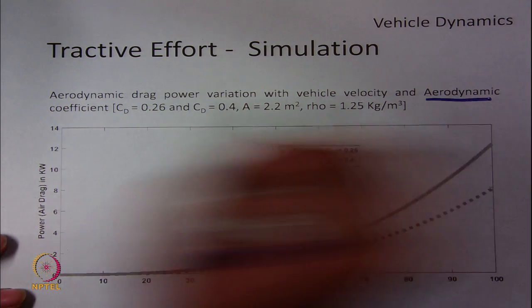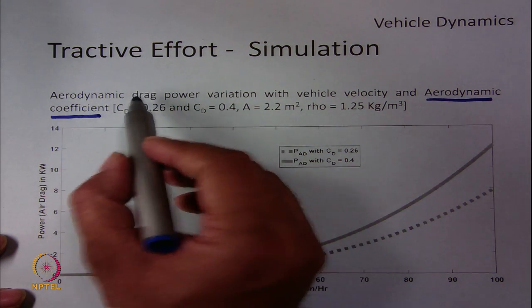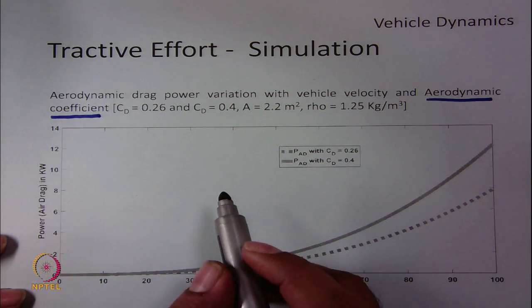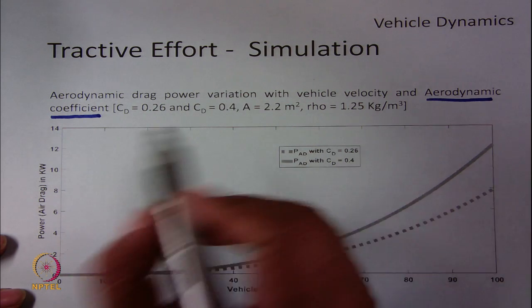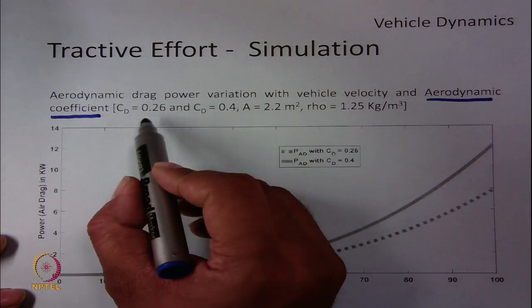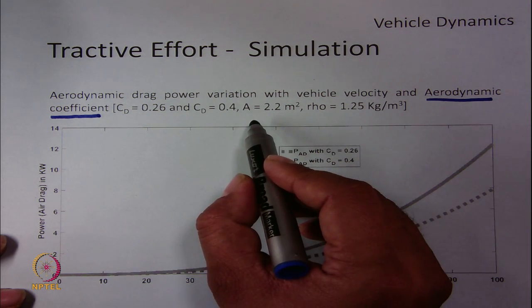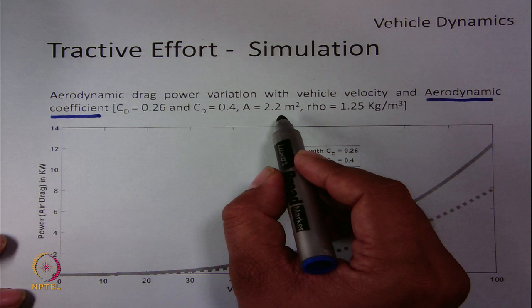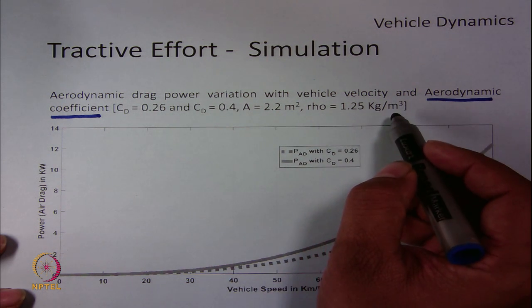Now, let us see the effect of variation of aerodynamic drag coefficient, which is C_D, on the aerodynamic drag power. So, let us see the previous case example, but with two values of C_D. So, we have C_D of 0.26 and C_D of 0.4. The area is similar, 2.2 meter square, and rho of 1.25 kg per meter cube.